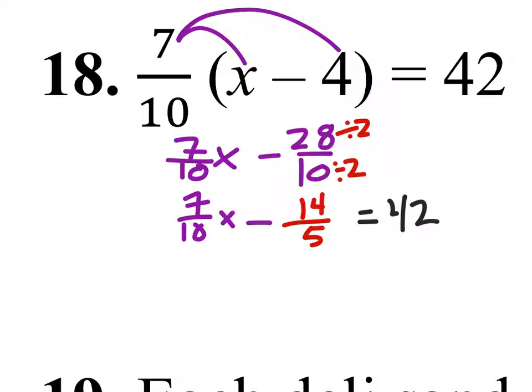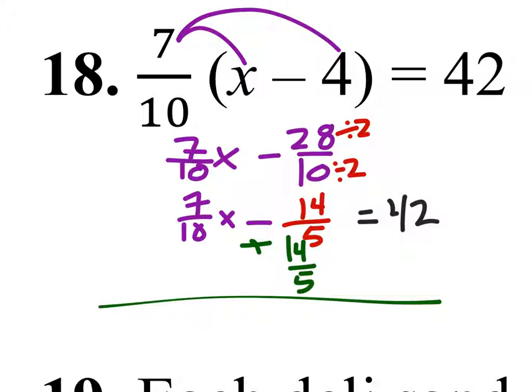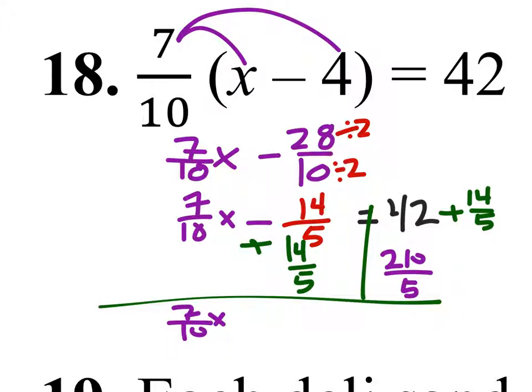So to solve this, I would need to add 14/5 to both sides. I'll put it on the side. So plus 14/5. Well, if I'm going to add a fraction, I'm going to need common denominators. So what I'm going to need to do is change that 42 into 210/5. And I will still add the 14/5. So this ends up being 224/5.